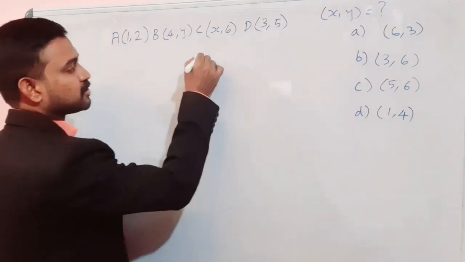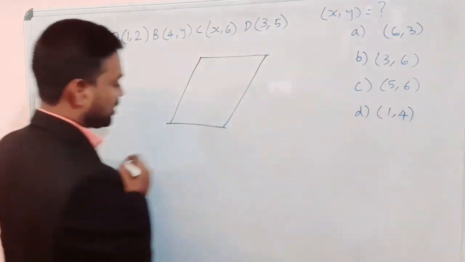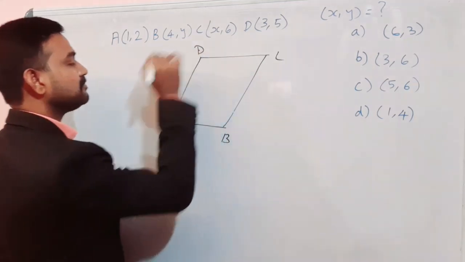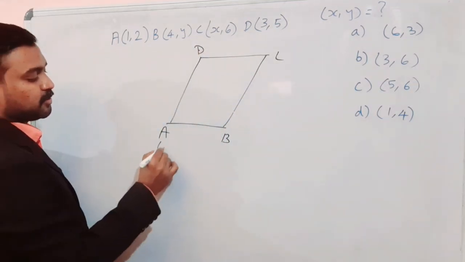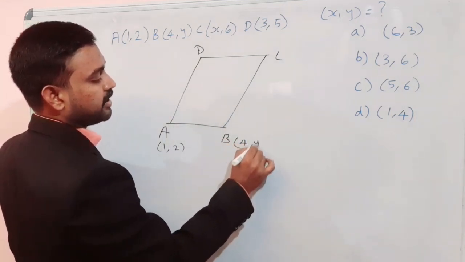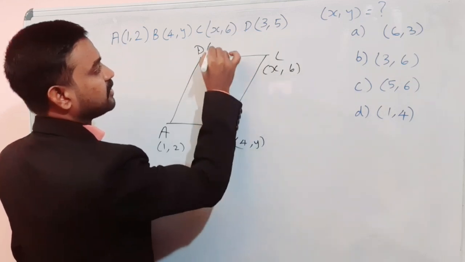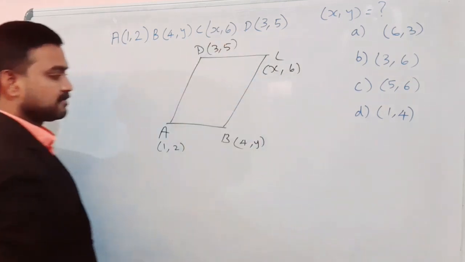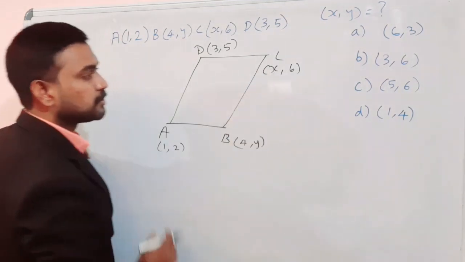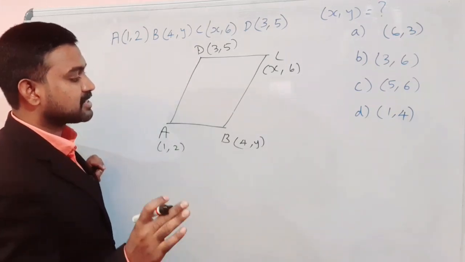First of all, draw a figure based on the question. This is a question based on a parallelogram, so we can name it A, B, C, D. A is 1 comma 2, B is 4 comma y, C is x comma 6 and D is 3 comma 5. So here y and x are there, and these two values should be identified. I am giving you a very easy shortcut.